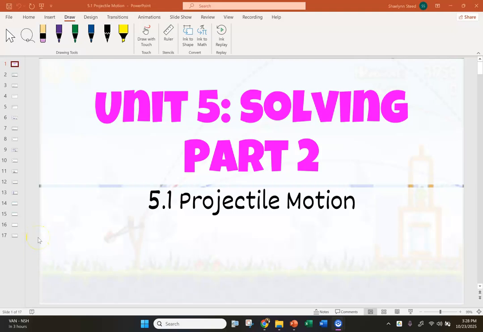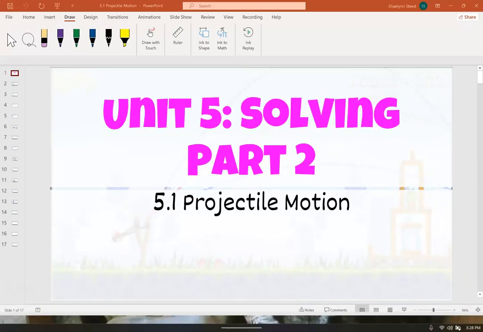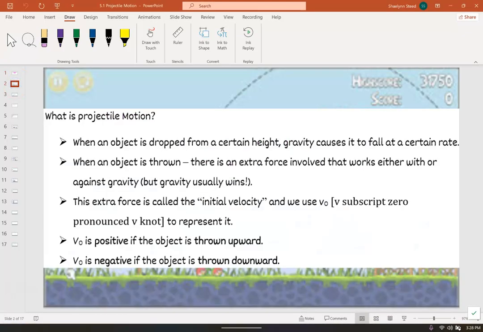Alright, today we are jumping into projectile motion, which is throwing objects and gravity causing them to come down. So, we're going to start with some information. So first off, what is projectile motion? When an object is dropped from a certain height, gravity causes it to fall at a certain rate. On Earth, that rate is set.